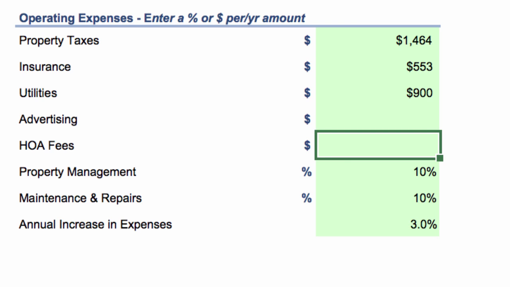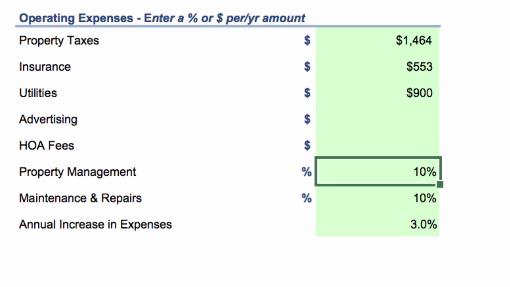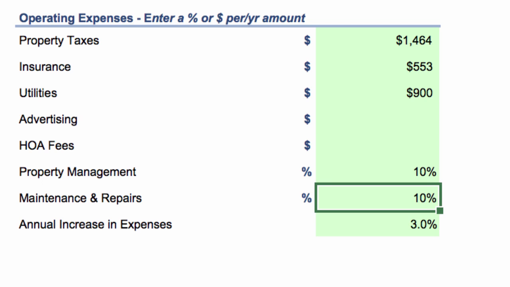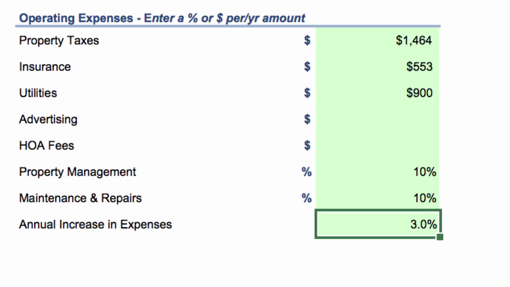And then HOA fees, this particular property was not part of an HOA, so that's going to stay at 0 as well. Property management, I got 10% factored in there. Maintenance and repairs, I have 10% factored in there as well. And then annual increase in expenses, I'm just assuming that that's going to be 3%. So if I wanted to change that for any reason, I could easily do that.